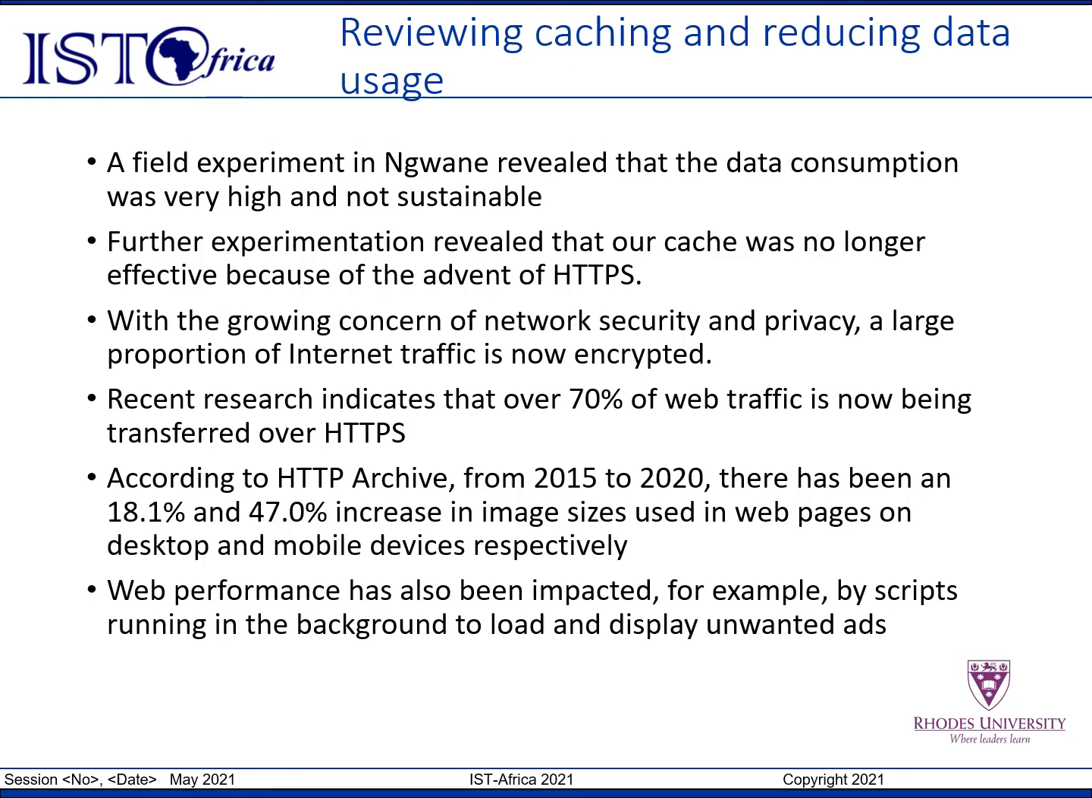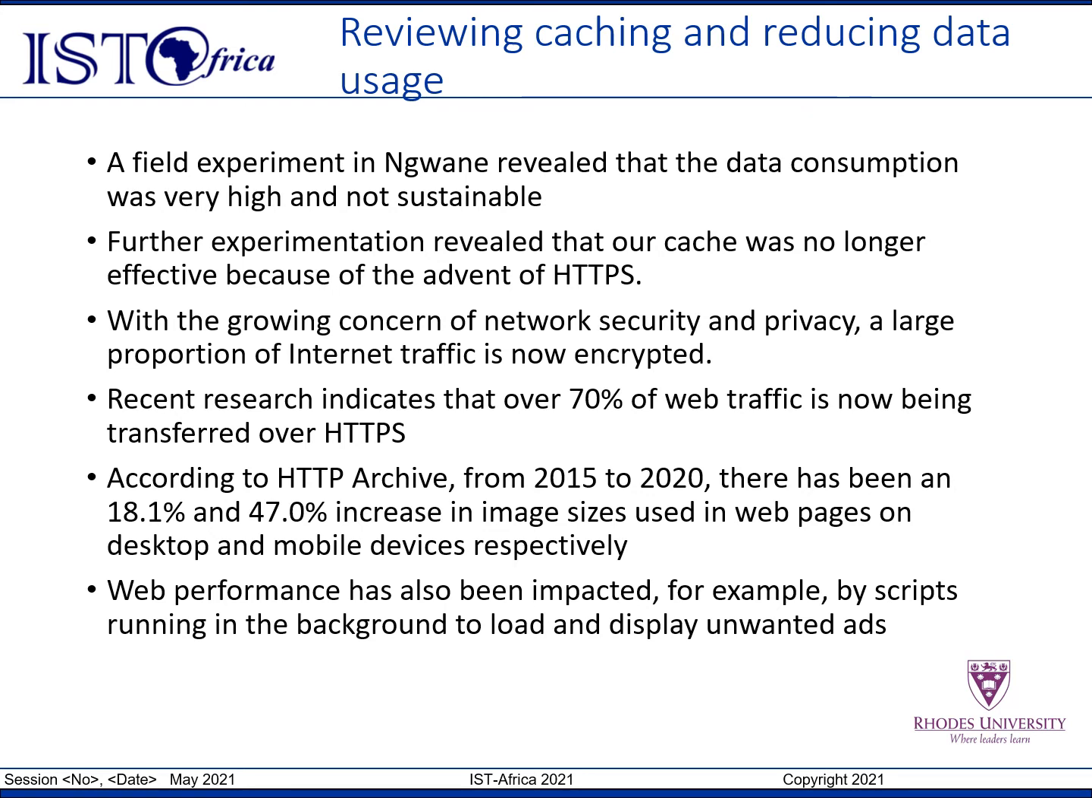Reviewing caching and reducing data usage within the network. A field experiment in Ghana revealed that the data consumption was very high and not sustainable in the long run. Further experimentation revealed that our cache was no longer effective because of the advent of HTTPS. With the growing concern of network security and privacy, a large portion of internet traffic is now encrypted. Recent research indicates that over 70% of web traffic is now being transferred over HTTPS.